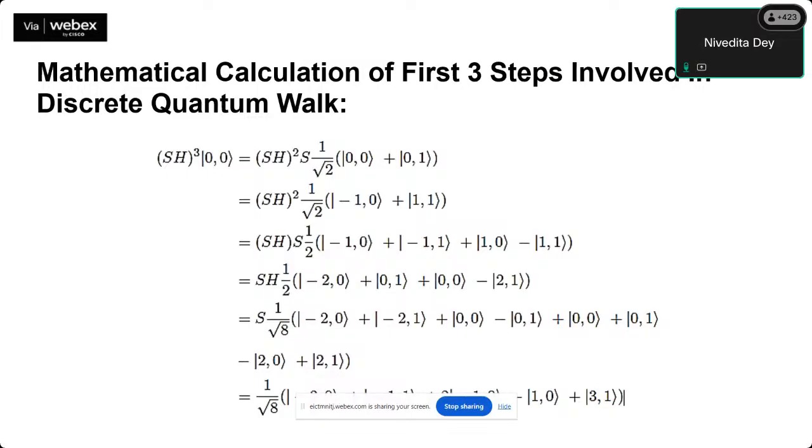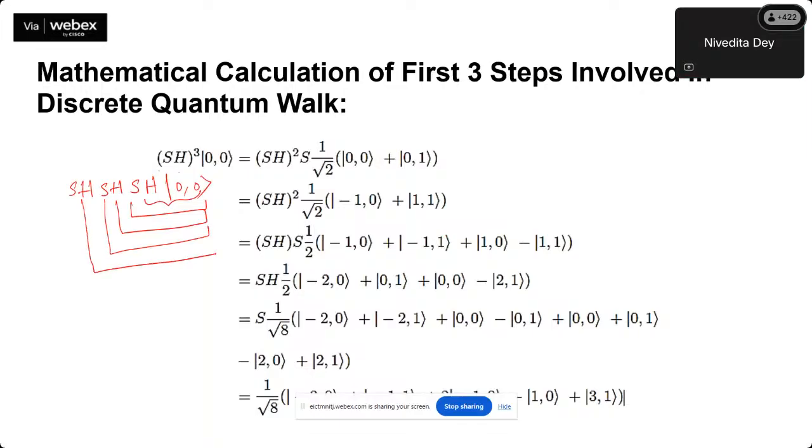Now, let us look into this example. So this is shift Hadamard 3 times. Shift Hadamard, shift Hadamard, and shift Hadamard, and then 0, 0. Now first I will do this, then I will do this, then exactly this thing, then this one, then this, and then this one. Likewise, we will go from left to right, from right to left.